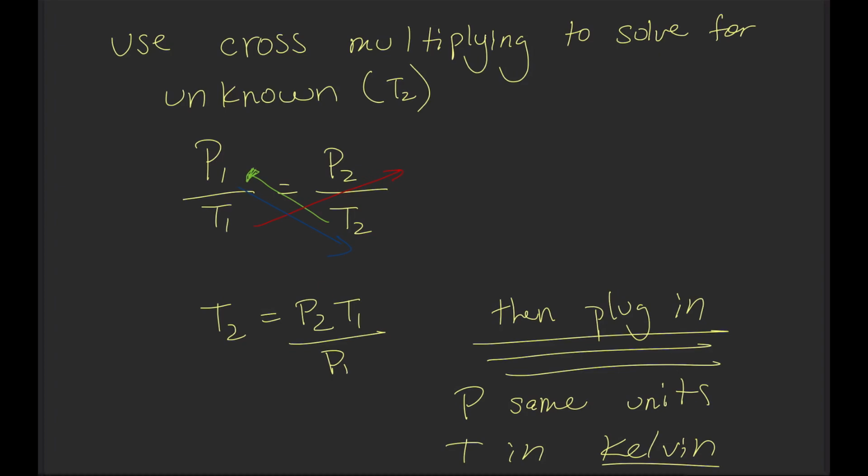Things to remember: it doesn't actually matter what units P2 and P1 are in as long as they're the same. They could both be in atmospheres, or they both could be in pounds per square inch. It really wouldn't matter. You would get the right answer. T1, on the other hand, must be in a specific unit. It must always be in Kelvin.